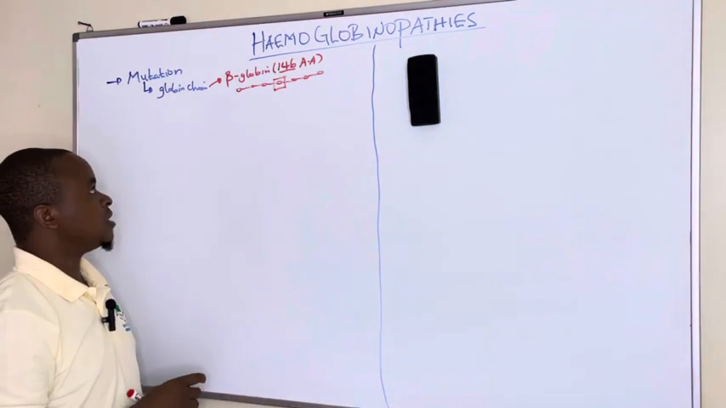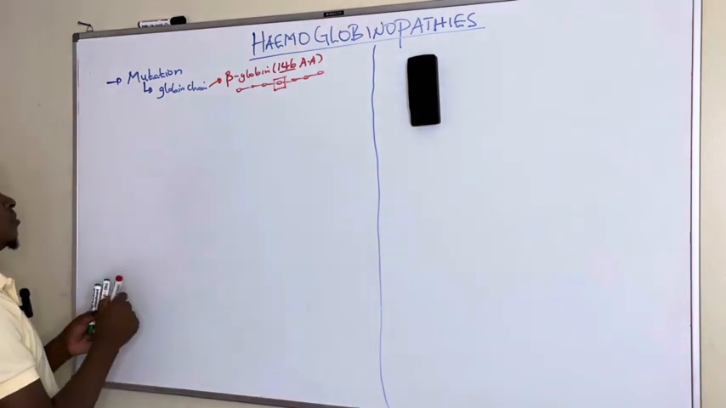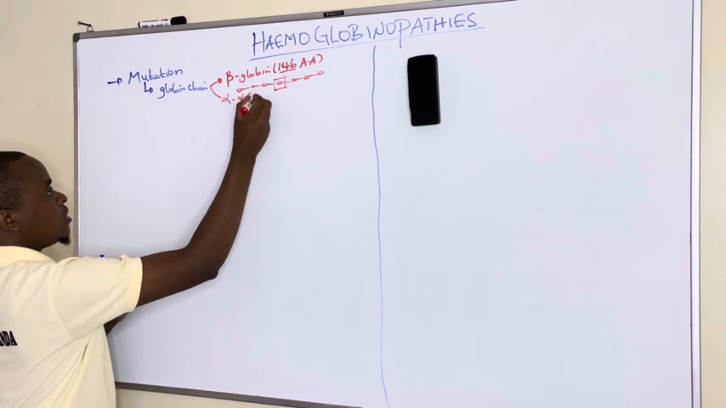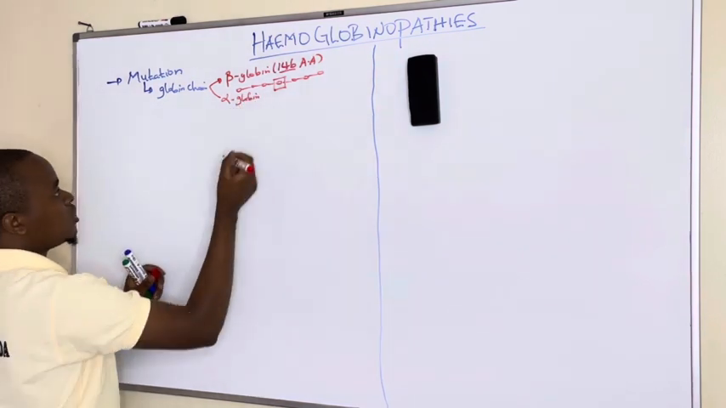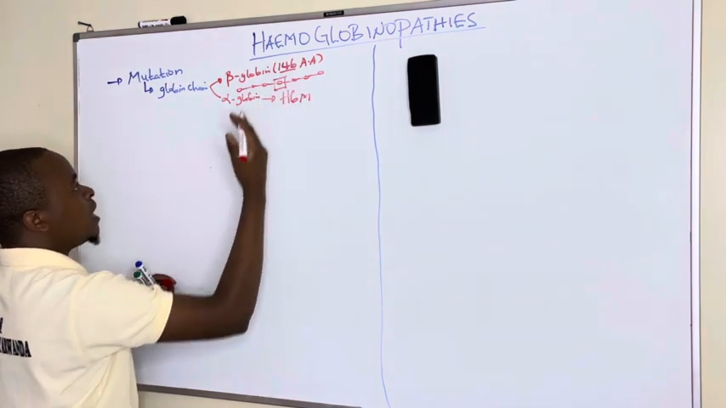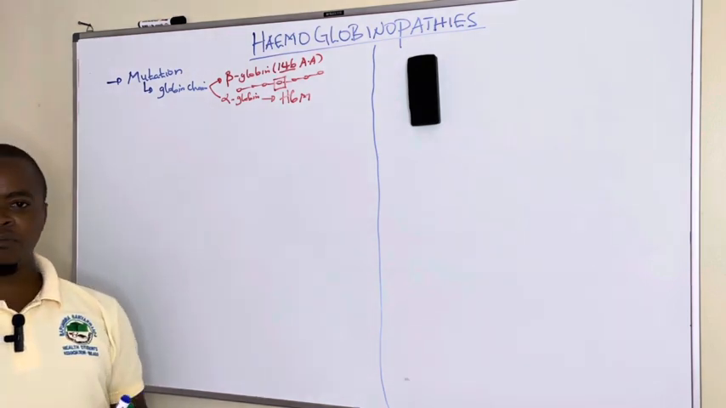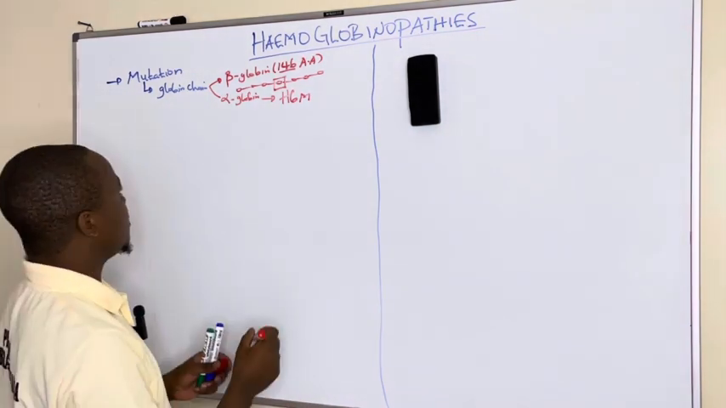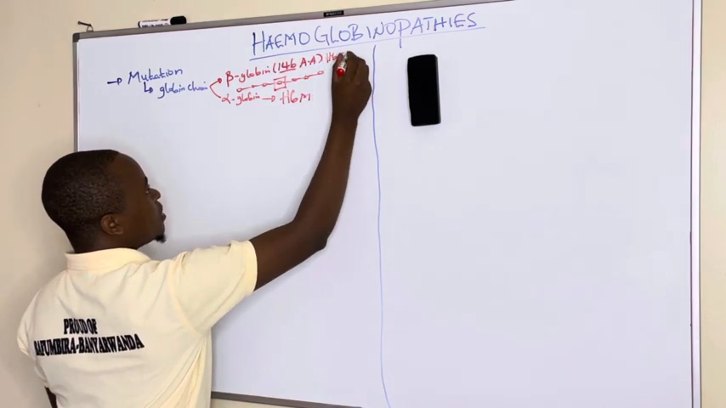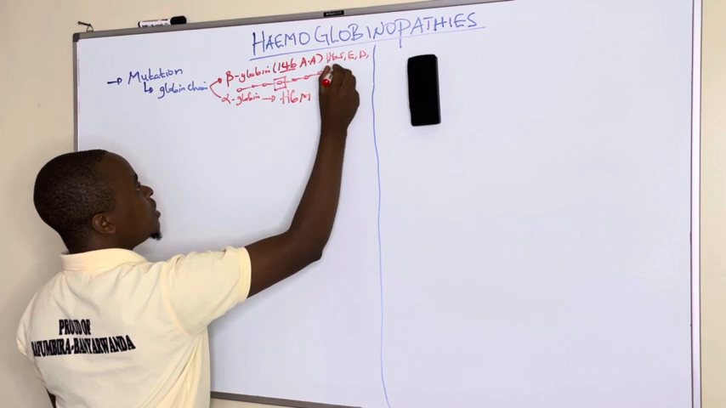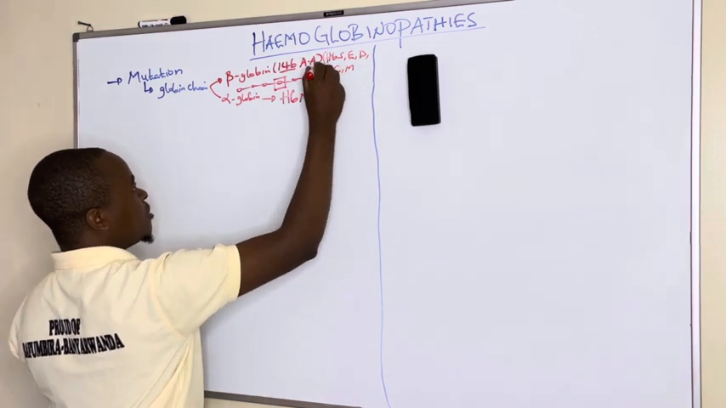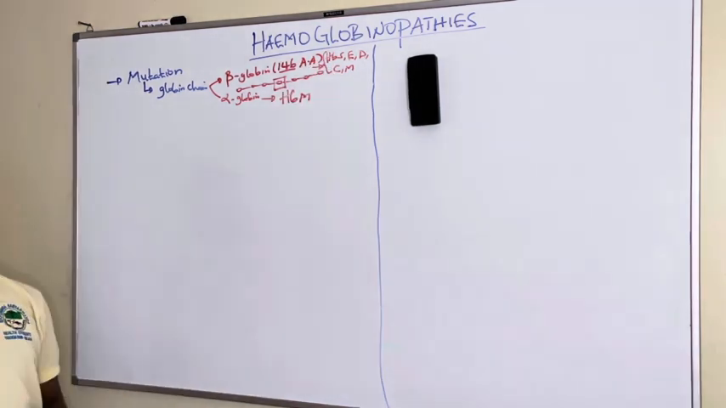So that is mutation. To a lesser extent, they also occur on the alpha globin chain of the hemoglobin, but the only one which can occur on the alpha is HBM. HBM can occur on both alpha and beta, whereas the others like HBS, HBE, HBD, HBC, for them they occur due to mutation on the beta globin chain.